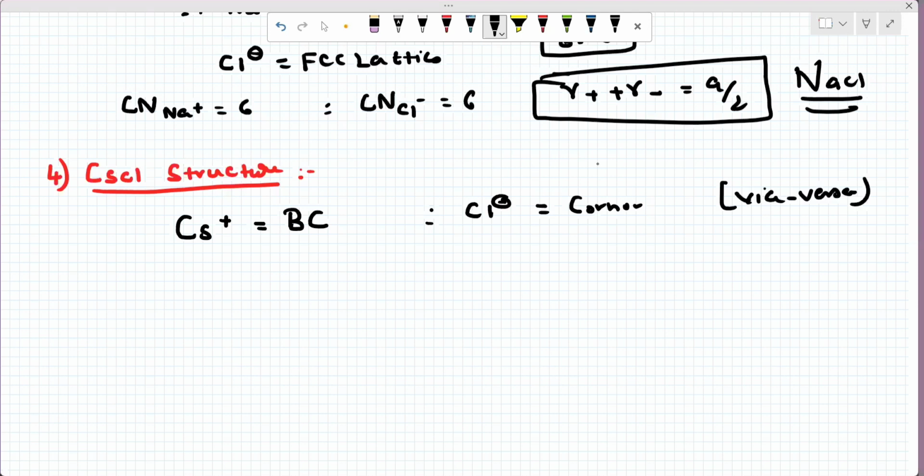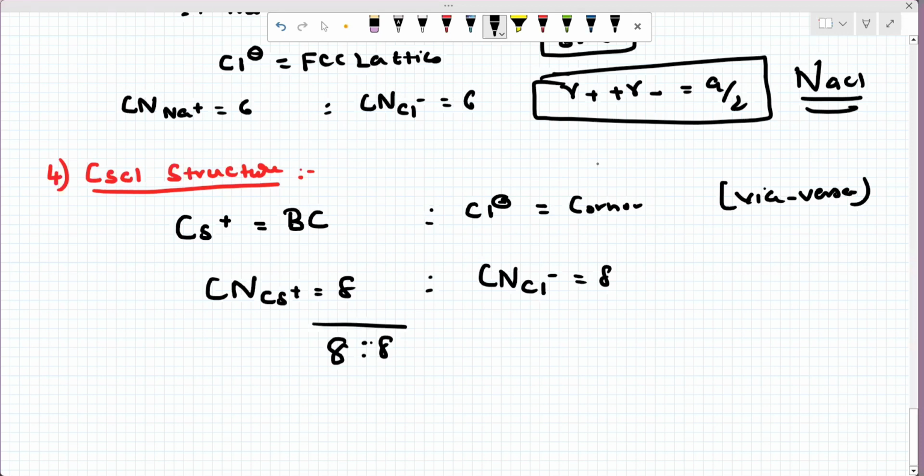Similarly, the coordination number of Cs+ is 8, and the coordination number of Cl- is 8. Therefore, it is an 8 is to 8 ratio. NaCl is 6 is to 6, cesium chloride is 8 is to 8. This is very important, both are very important.